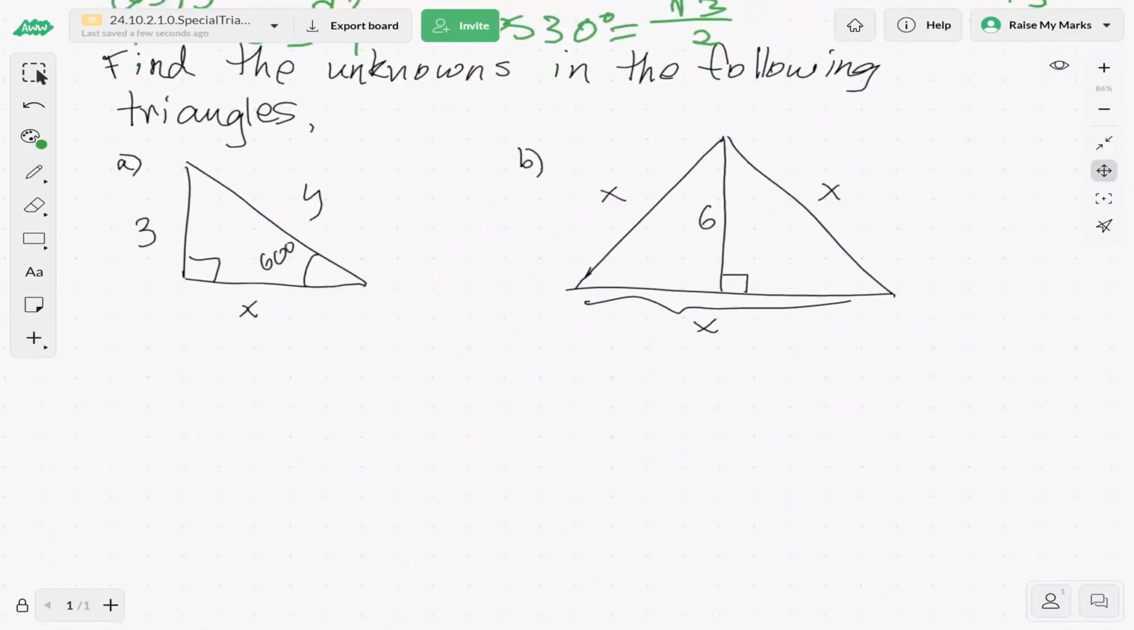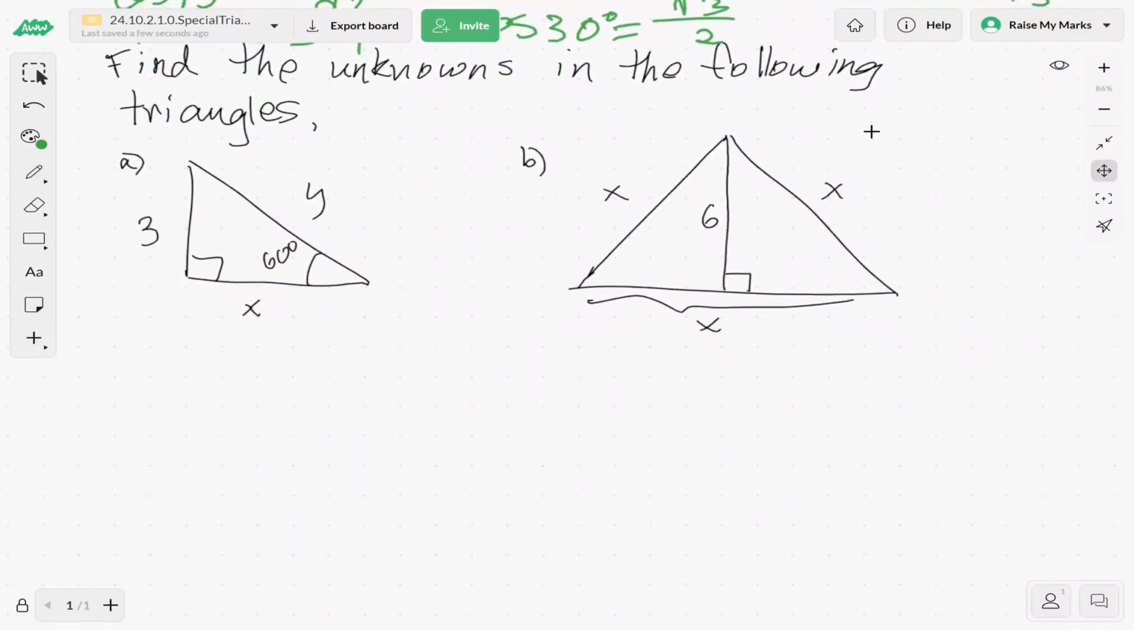So find the unknowns in the following triangles. Okay. All right, first question. So we have this right angle triangle. We have some sides and some unknown sides. Well, we can definitely label the third angle because we know the sum of the angles in a triangle is 180. Okay, so now we need to find x.